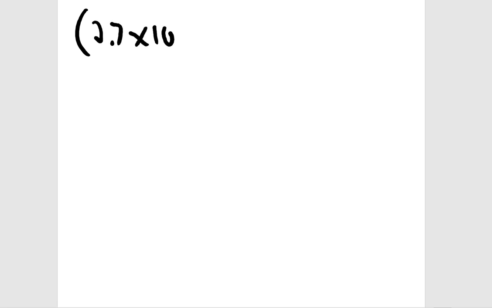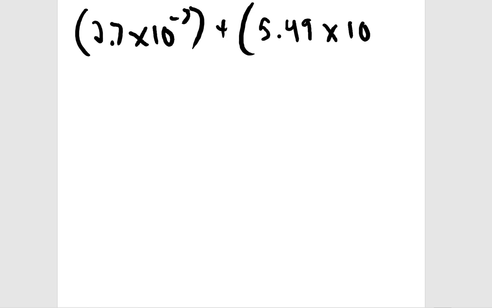Let's take 2.7 times 10 to the negative 3, and let's add it to 5.49 times 10 to the negative 6th. That's a 3. You'd have 2.7, and you're going to move that decimal in the direction that would give you a small number. 1, 2, 3, decimal.